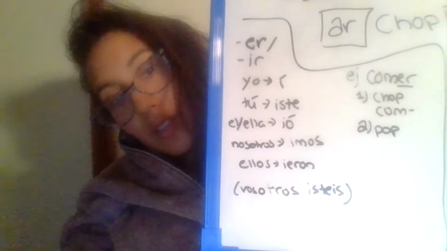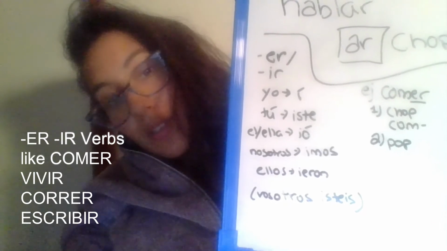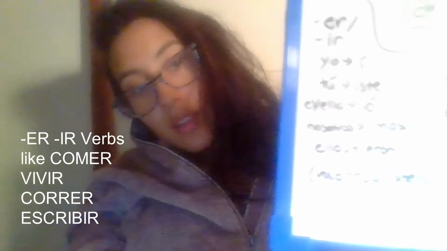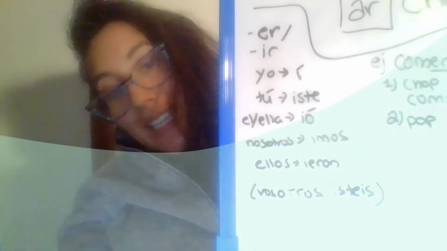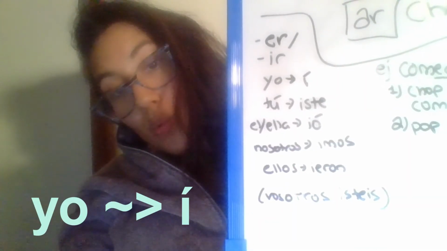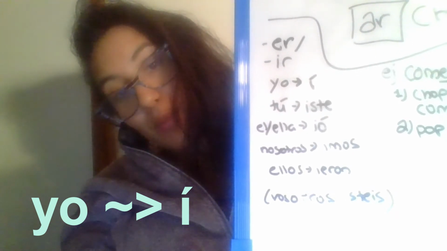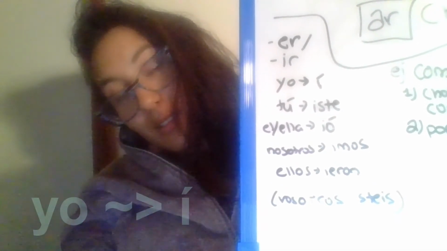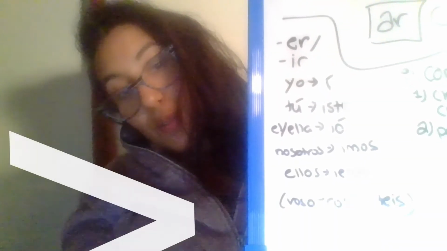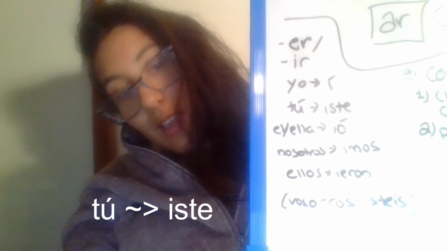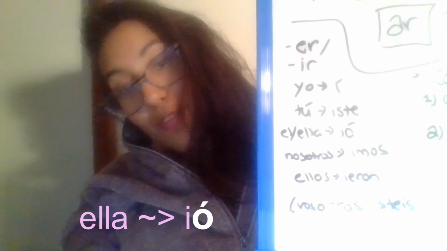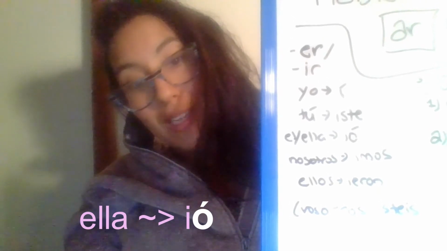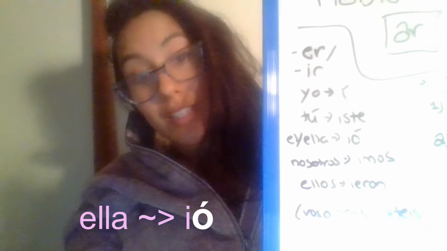Now we're going to look at ER/IR verbs. So the endings here, for yo, it's í. So an I with an accent. So it's not just with a regular dot, it has an accent because the stress will go on that syllable. Tú is with iste, él, ella, usted, ió. In this case, the accent goes over the O. A lot of my students confuse it and put the accents over the I, but the accent's over the O.